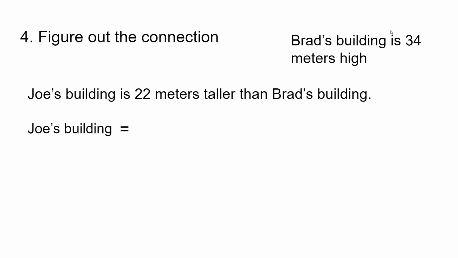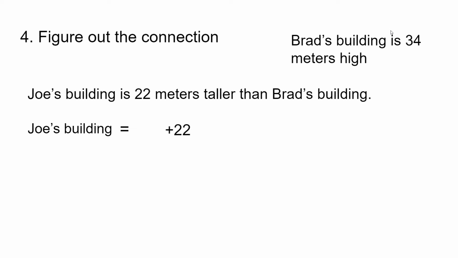So if you remember again from those other slides, taller than means more, right? If you're taller than your little sibling, that means that you have more height. Your height is bigger. You have more tallness, which is height. So that means we're adding 22 meters because taller than means more. So we're going to add 22.